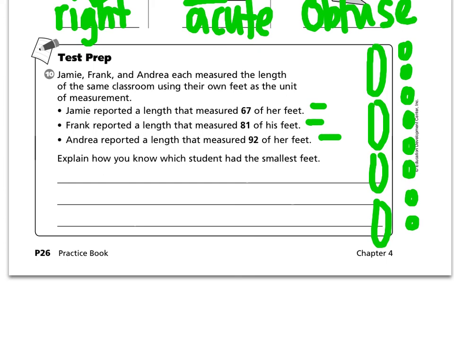So looking at this logically, the lower number is going to mean that they have big feet, and the higher number is going to mean that they have small feet. So I know that Andrea had the smallest feet because she had 92. You need to explain that you know that the more feet you have, the smaller the foot measurement is. The fewer feet you have to measure it, the larger the foot measurement is.